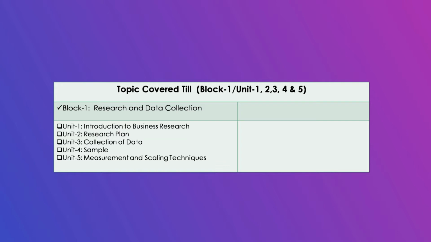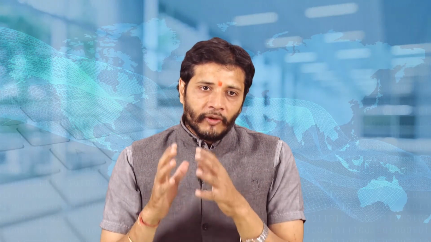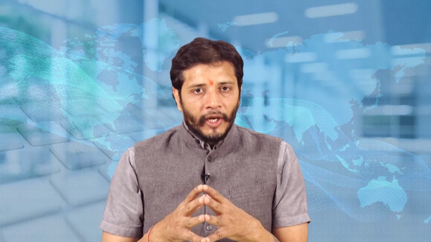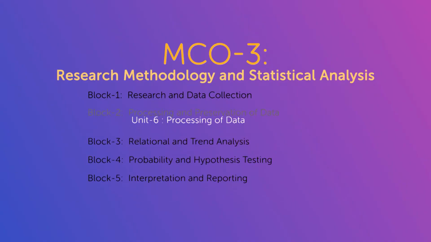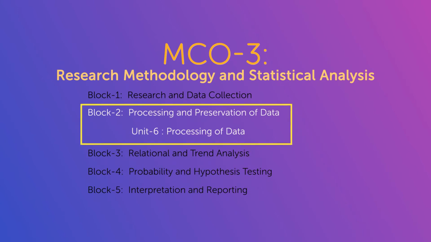Either it could be random sampling or non-random sampling, or measurement and scaling techniques, which could be comparative in nature or non-comparative in nature. So this first block emphasizes the modus operandi of collecting the data, and we have seen how data collection plays a very important role. And now the second block revolves around the processing and preservation of data. In the first block we devoted somewhere around 10 to 12 lectures to data collection, and the second block purely emphasizes processing and preserving of data.